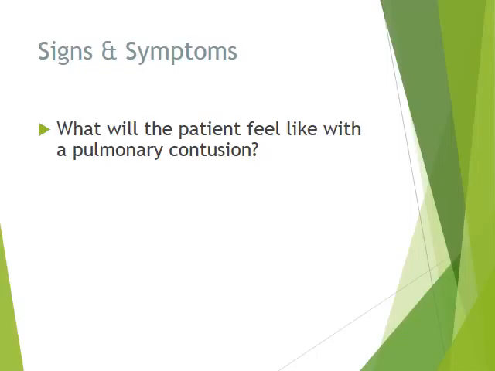Signs and symptoms, what will your patients feel like with a bruise to their lung tissue? How will they breathe? Think about what anatomical alteration will occur with the pulmonary contusion. Think atelectasis. And then we're going to think about pain. We're going to think about shortness of breath, all of those things. So those are all things that are going to happen with your patients.